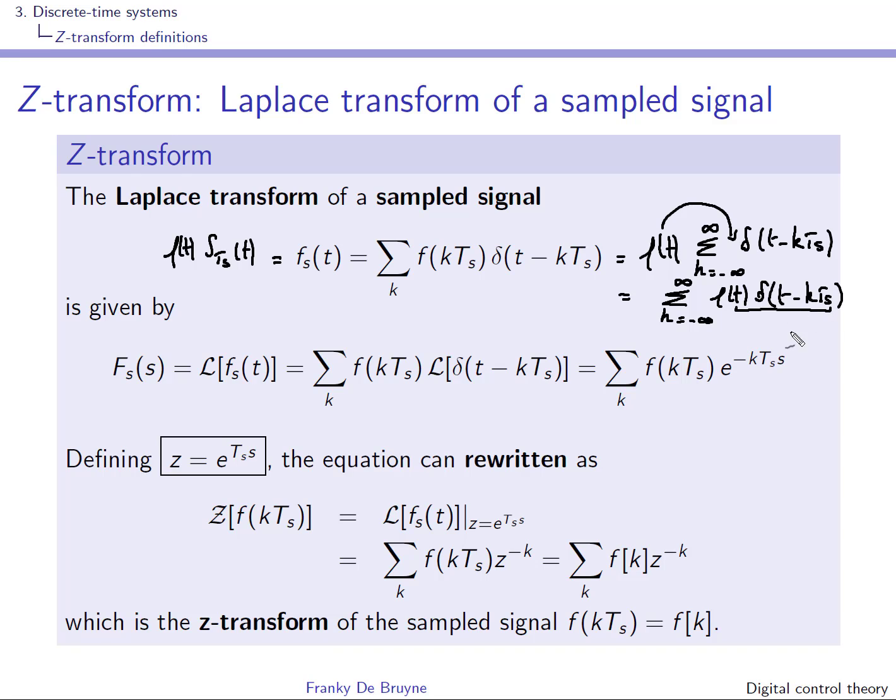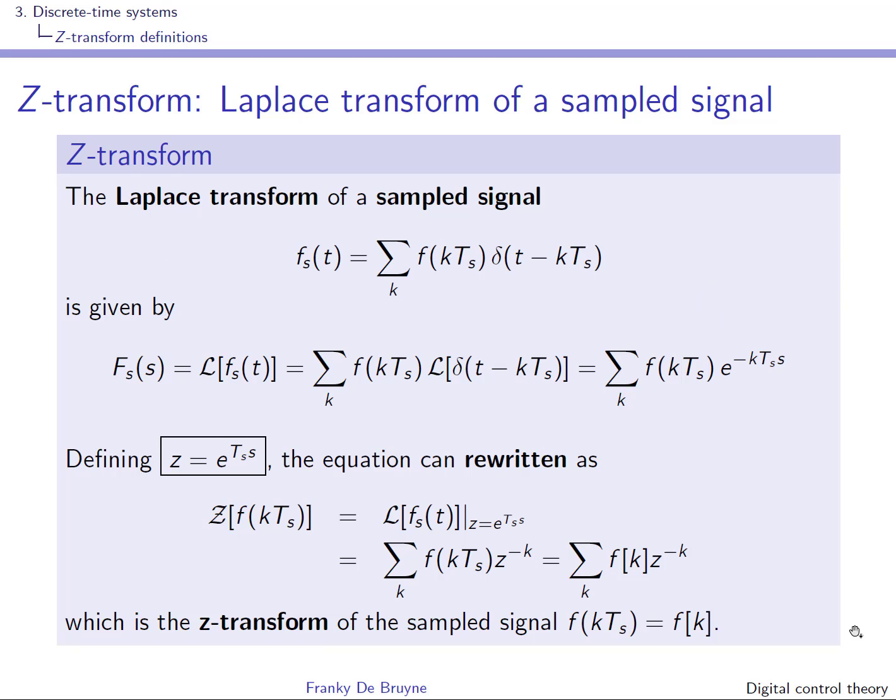And now we are ready to apply the shifting property. Notice here that the delta is located in kTs, so you can replace f of t by f of kTs, and so this is how you obtain this sampled signal. This sampled signal fs of t is a continuous time signal, so we can take its Laplace transform. We can write the Laplace transform of a sum over k of f of kTs delta of t minus kTs. We know that the Laplace transform is linear, so this is how we go from here to here.